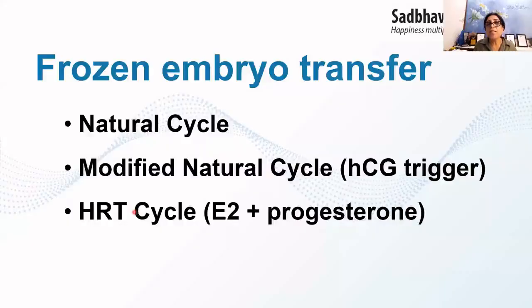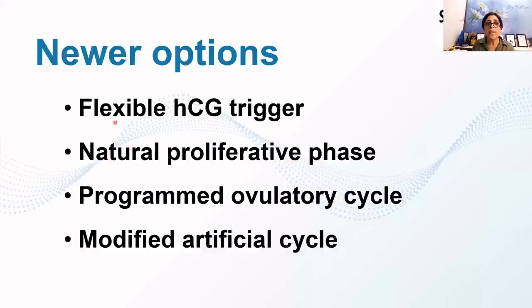Now, at ASRM this year, there was a whole session on Paris on Ice, and they had discussed the emerging data and the newer evidence, which has come up specifically for ovulating patients. What are the different newer options? And these options which were discussed were the flexible HCG trigger, the natural proliferative phase preparation, a programmed ovulatory cycle, and a modified artificial cycle.